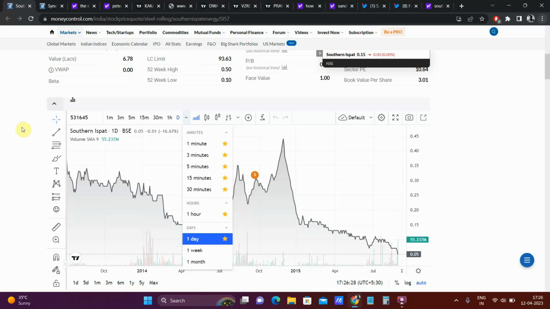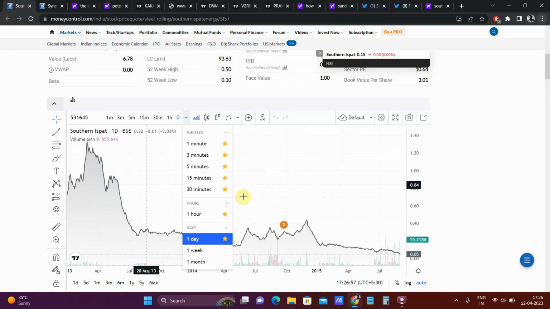I used to buy stocks based on tips, and sometimes it used to work, sometimes it wasn't working. I used to lose money. Just one stock that I remember, in 2015, there was this stock called Southern Ispat. It was trading at 10-15 paise, and I went and bought almost a lakh shares of this particular stock, thinking that its high is around 1 rupee.